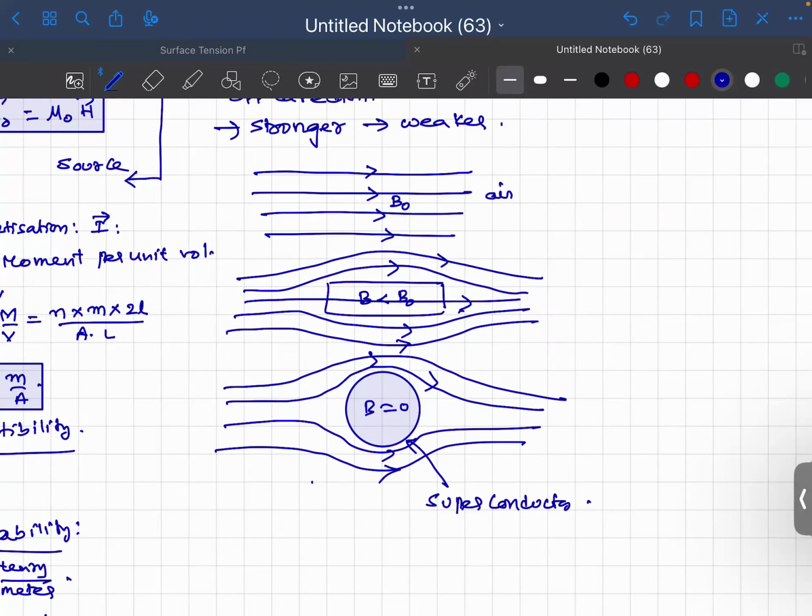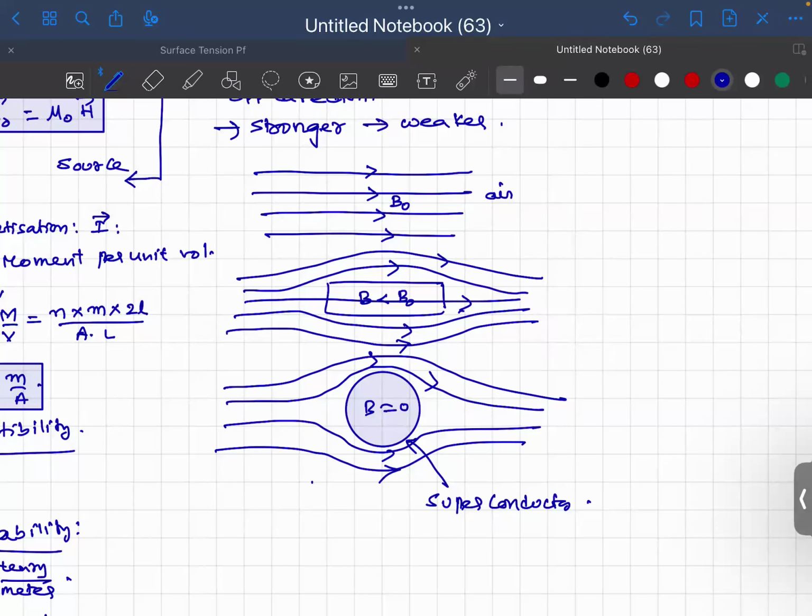No single magnetic field line will pass through the material in a superconductor. And B means net. What did I say B means earlier, tell me. Number of lines per unit area.